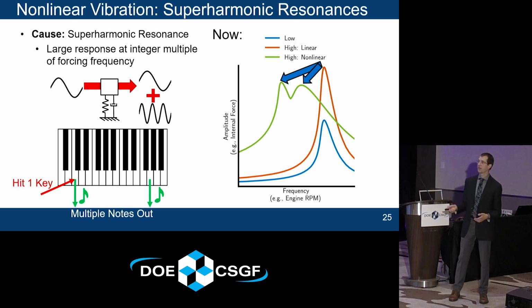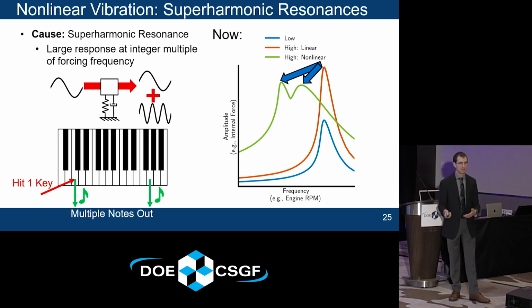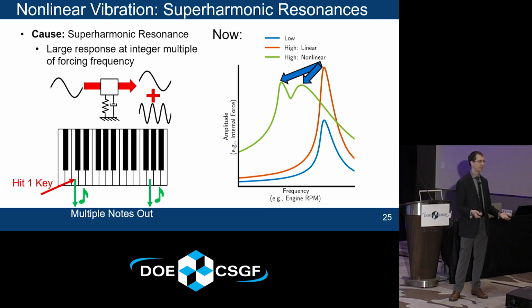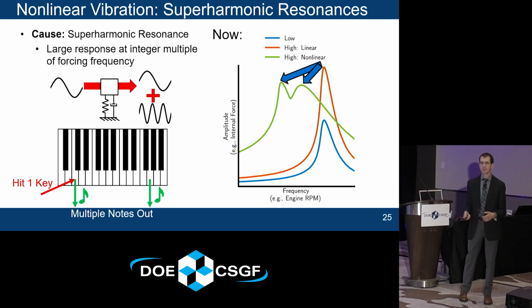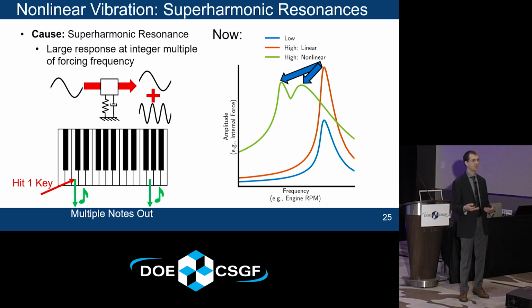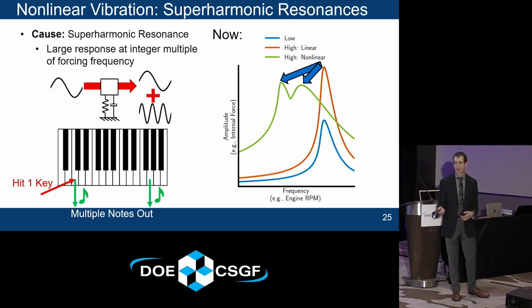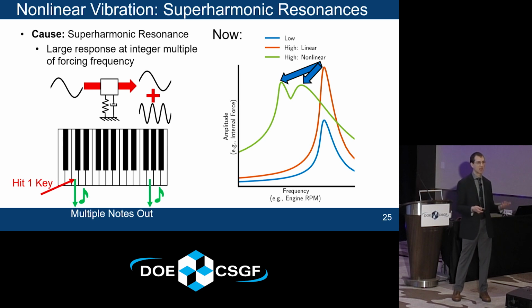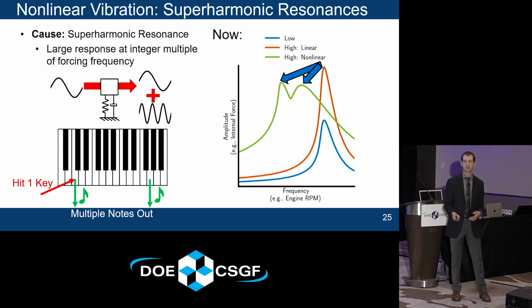So if you think of a piano, you hit one key and you expect to get out just the note for the key that you're hitting. And this is what a linear vibration system does. But for this superharmonic resonance that can sometimes occur in nonlinear systems, you also get a note out at 3 times that frequency, or a different multiple, even though you didn't hit that note on the piano. So this is the type of response that I want to be able to capture and better understand with the modeling.